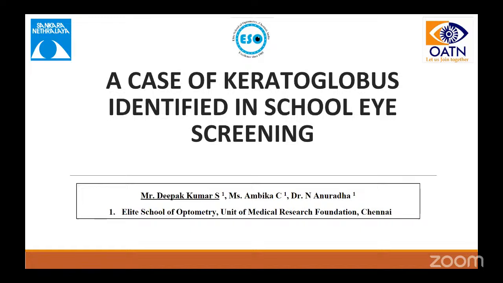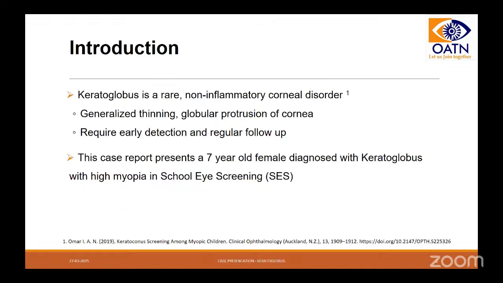Good afternoon, everyone. I am S. Deepak Kumar, working as a community optometrist at Elite School of Optometry, Shankar Nethralaya. I am going to present a case of keratoglobus which was identified in a school-age screening program. Keratoglobus is a rare and non-inflammatory corneal disorder associated with thinning and globular protrusion of the cornea. It is important to diagnose this condition early and keep the patient under regular follow-up to avoid deterioration of vision. This case report presents a 7-year-old female diagnosed with keratoglobus with high myopia during a school-age screening program conducted by the institution.